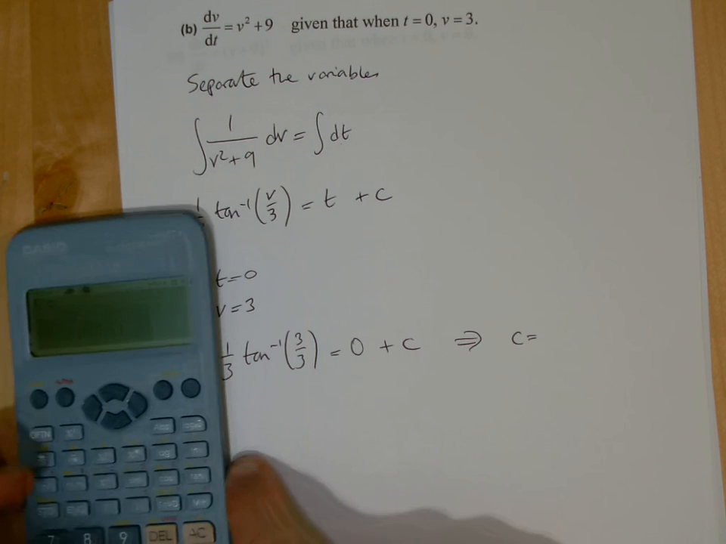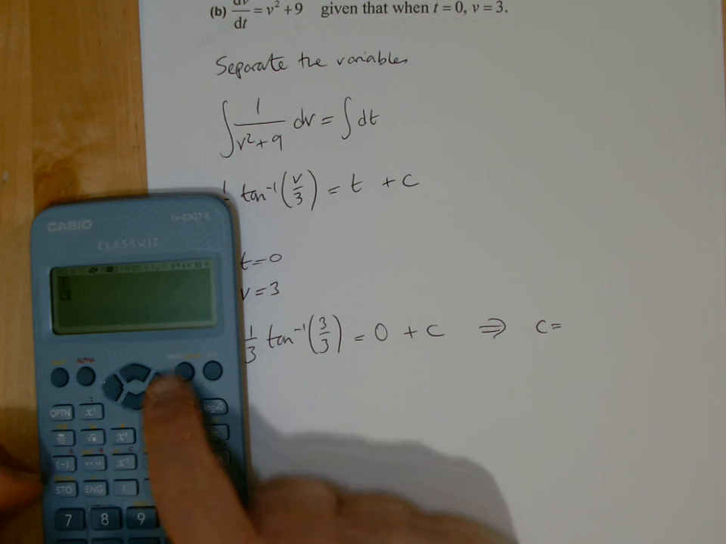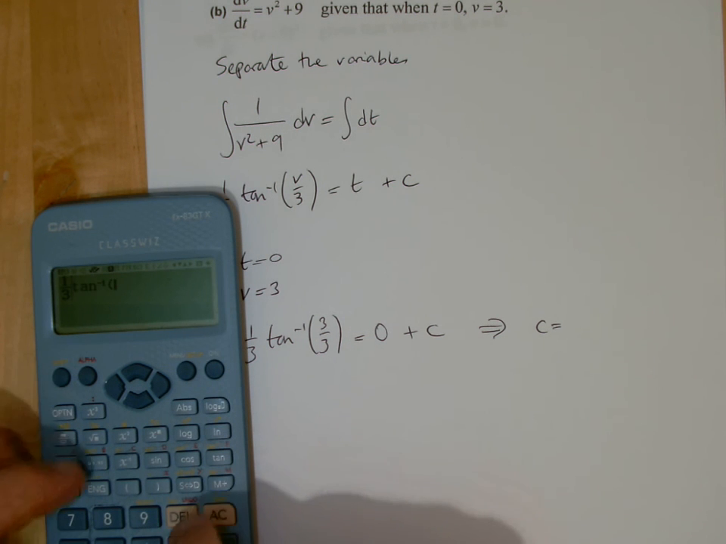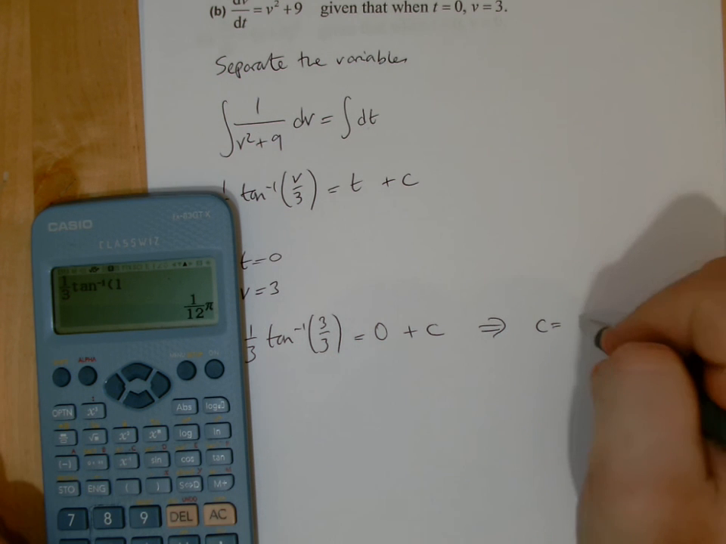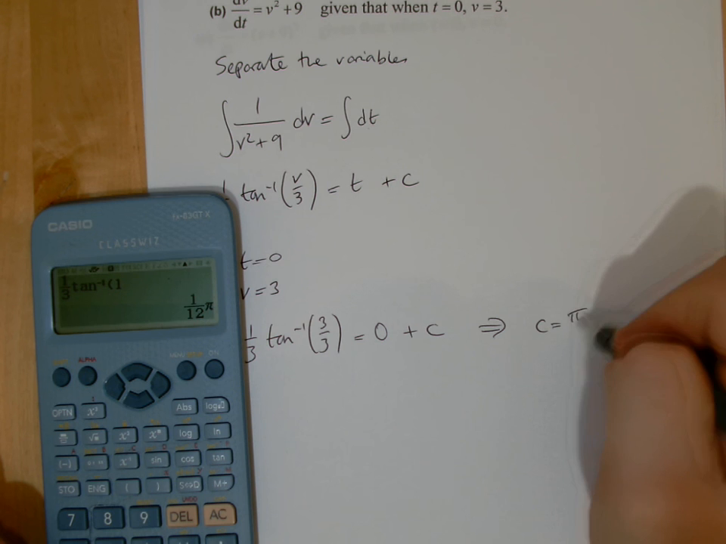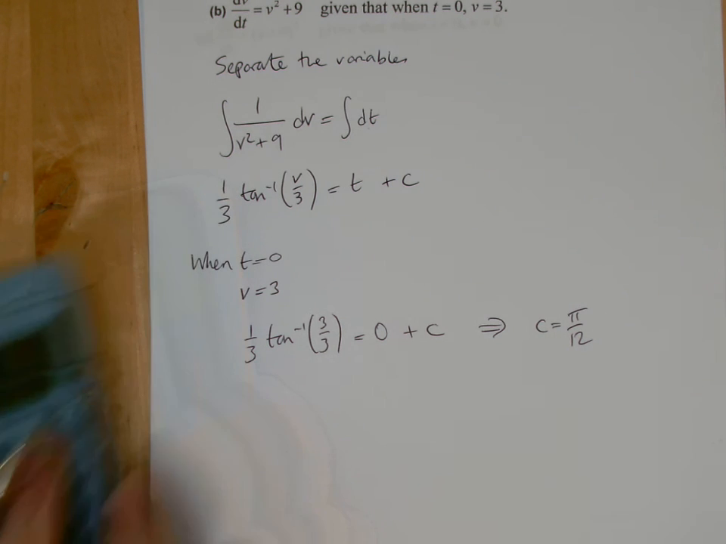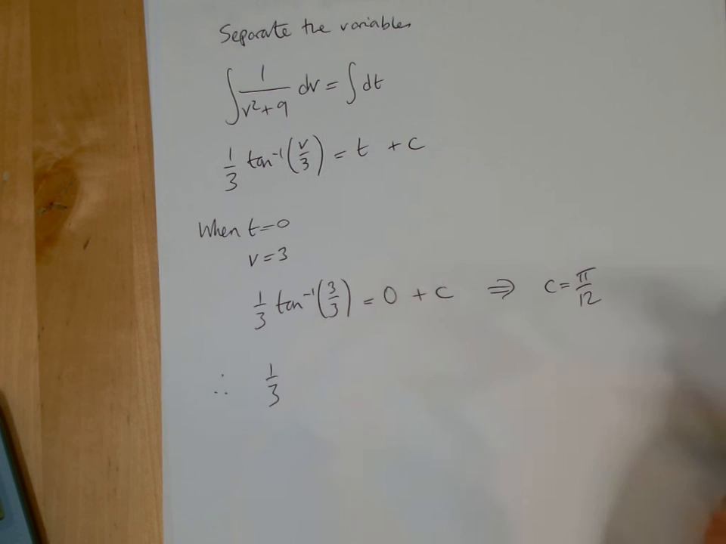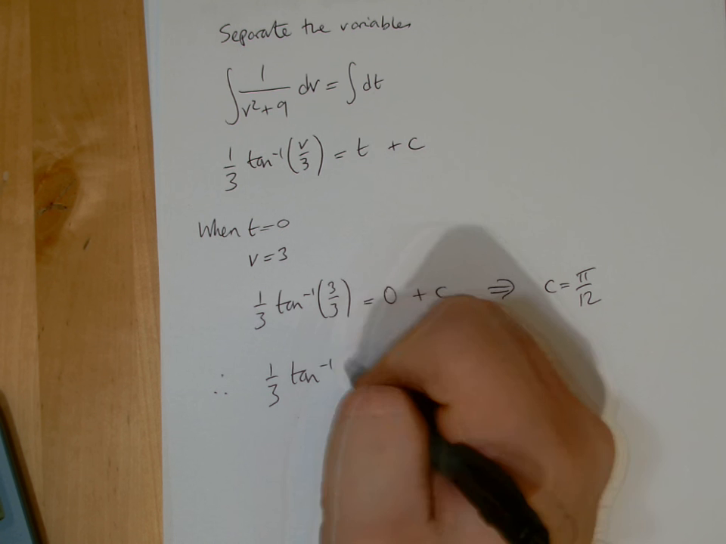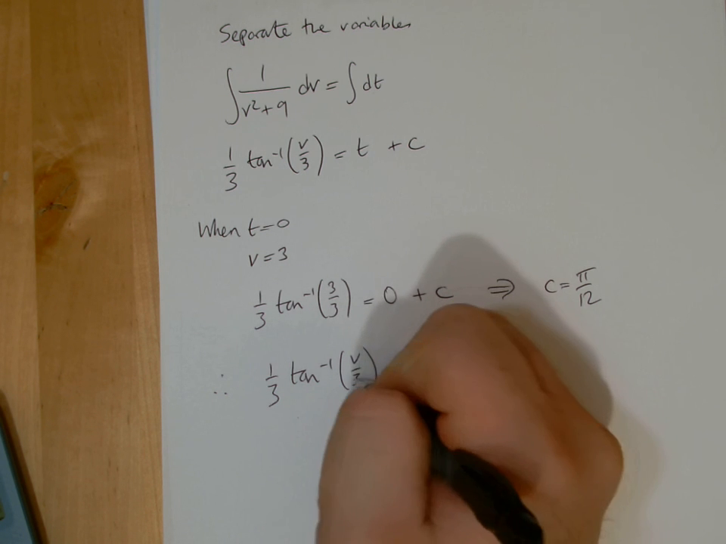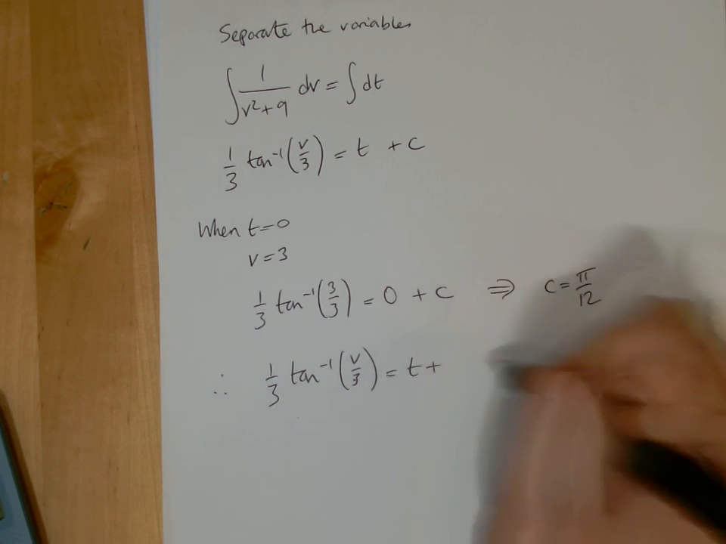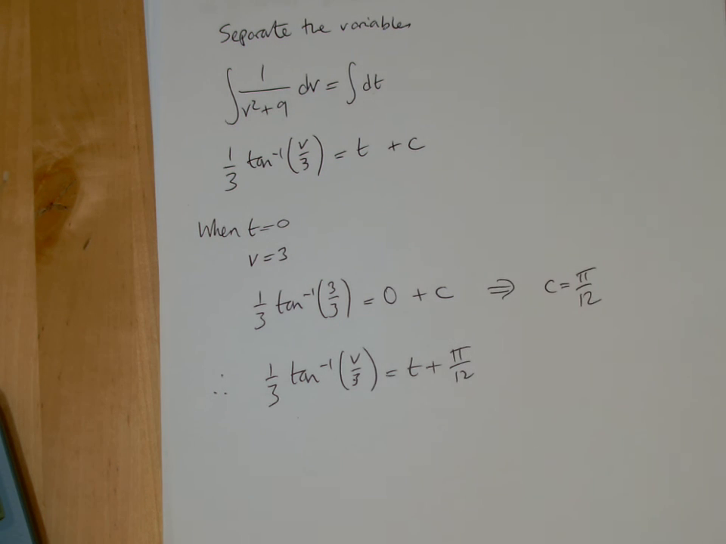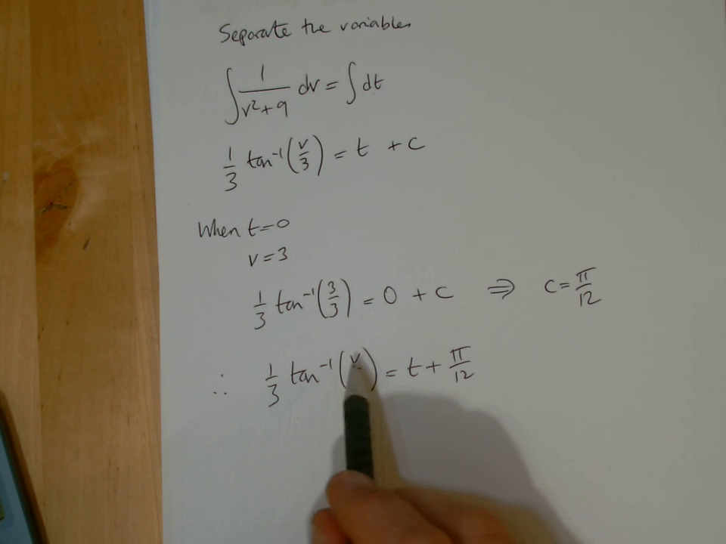So what have I got? 1/3 shift tan to the minus 1 of 3 over 3, which is just 1, of course, and it comes to 1/12 pi. So pi by 12, pi divided by 12, okay? Therefore, 1/3 tan to the minus 1 of v over 3 is equal to t plus pi by 12, okay?